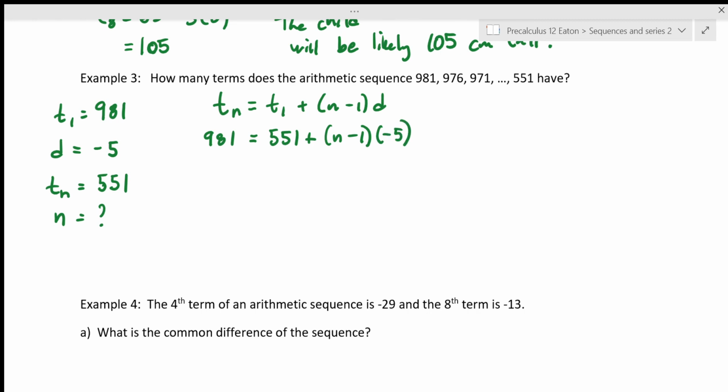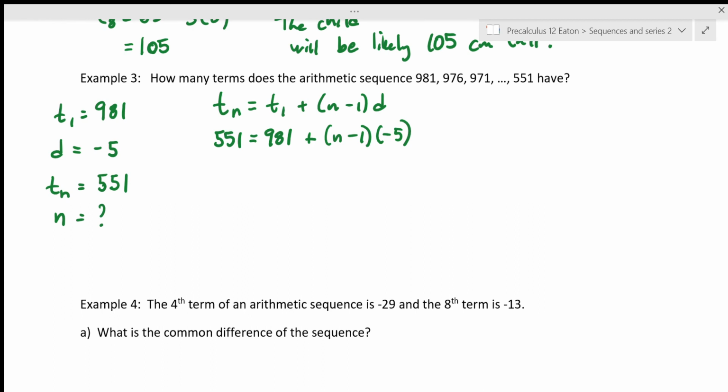So generally with these, whoops, I think I got those backwards. Let's switch those. You'll find I make the odd mistake. We have 981 on this side and 551 on that side. We want to sub Tn for Tn and T1 for T1.